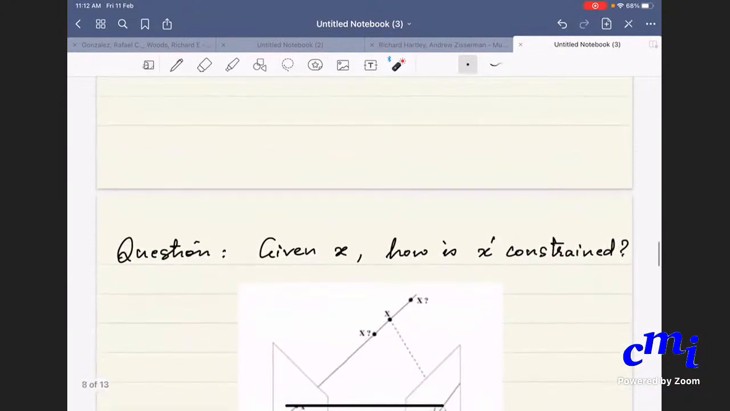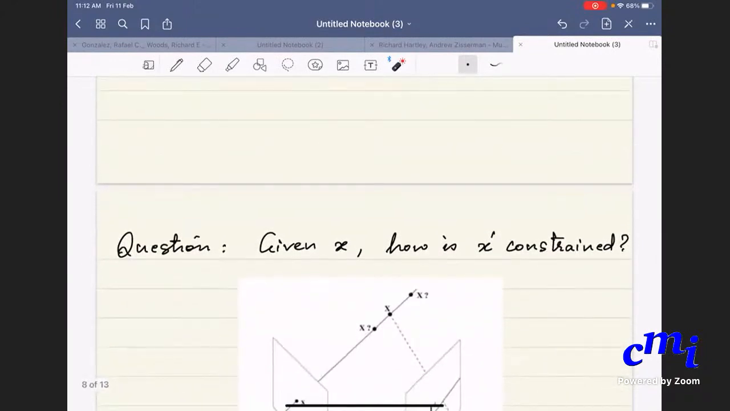So now let's come back to our question: given x, how is x prime constrained? Which means, given x, how can you find x prime?